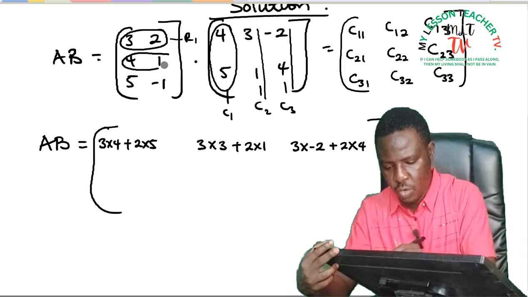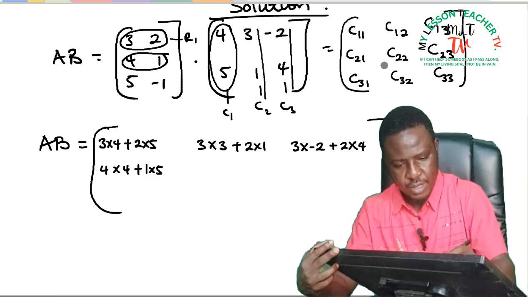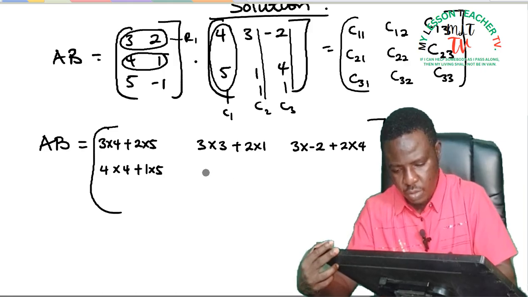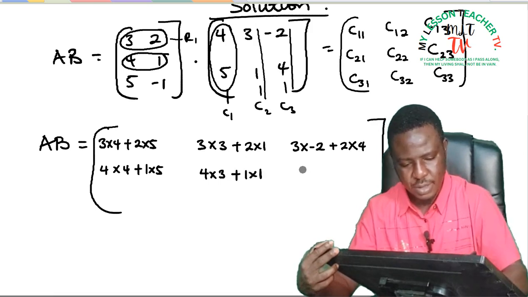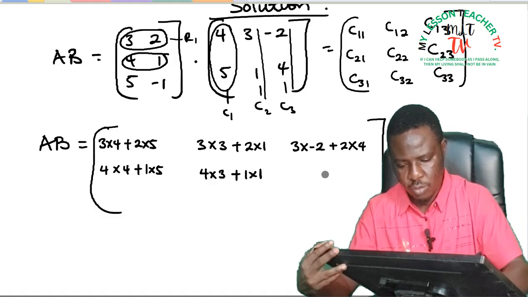Next is C21, which is second row, first column. This will be 4 times 4 plus 1 times 5. C22, second row, second column. We will have 4 times 3 plus 1 times 1. And C23, second row, third column, which will be 4 times minus 2 plus 1 times 4.